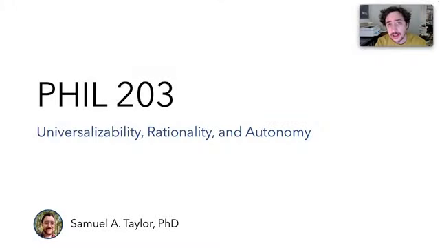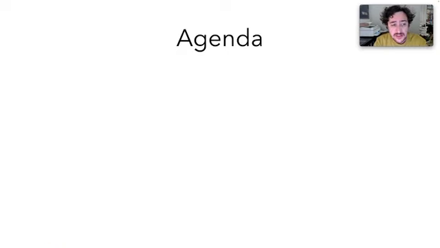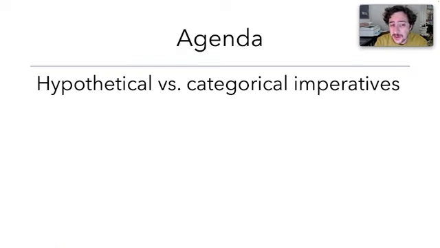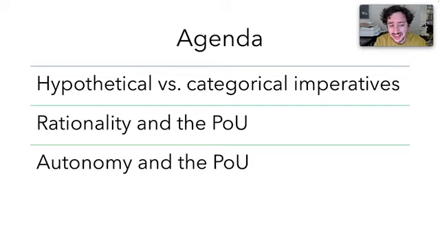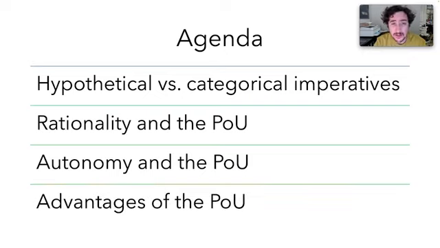Hi there, everybody. In this video, we're going to be continuing our discussion of Kantian ethics and our focus on this initial formulation of the categorical imperative in terms of universalizability. In this video, we'll start out by discussing the difference between hypothetical and categorical imperatives. Then we'll talk about how rationality relates to this idea of the principle of universalizability, and how the idea of autonomy relates to the principle of universalizability. And then we'll talk about some advantages of this principle, using it to derive our moral obligations.